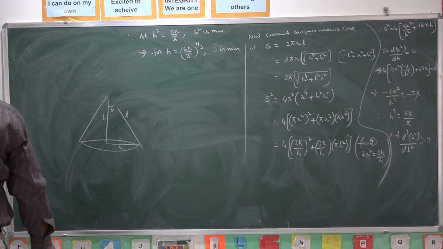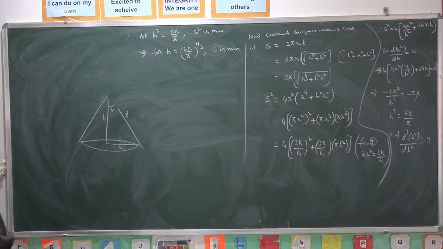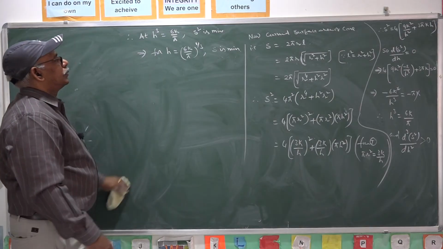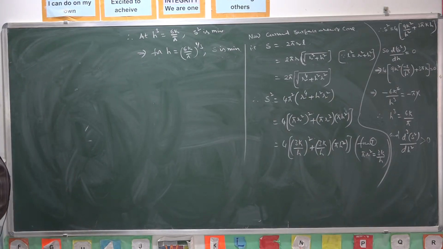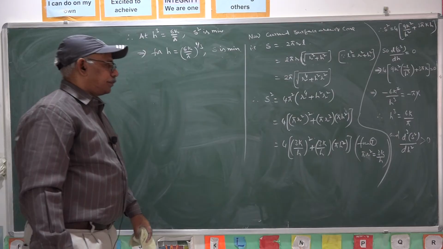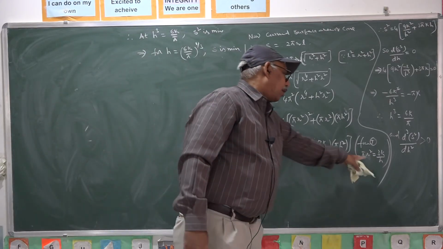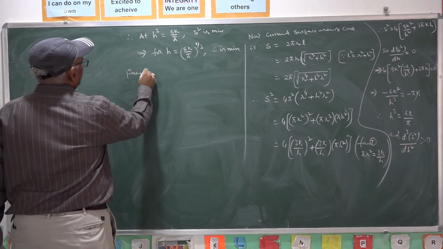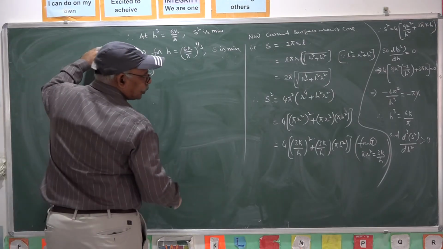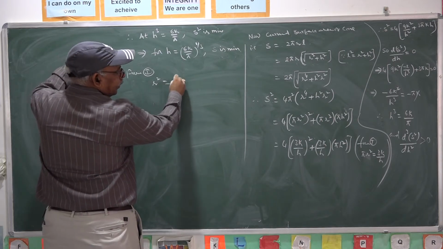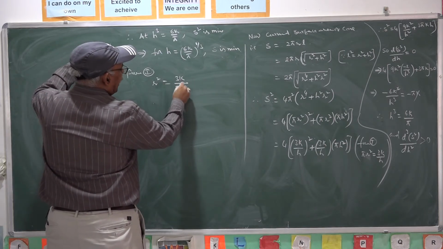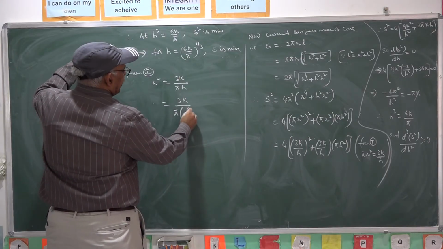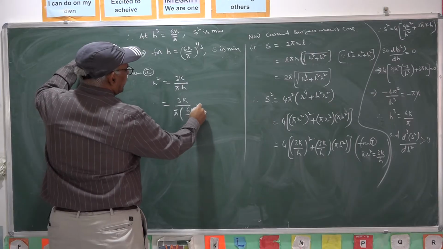Altitude equal to root 2 times the radius of the base. Now, in such a case, from 1, r square equal to 3k by pi h, which is 3k by pi into h, meaning 6k by pi whole power 1 by 3.